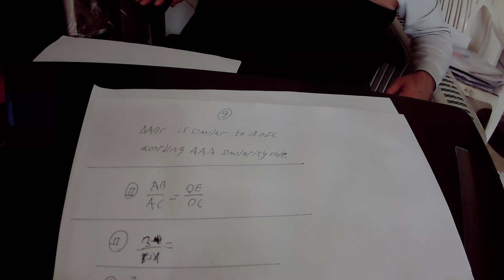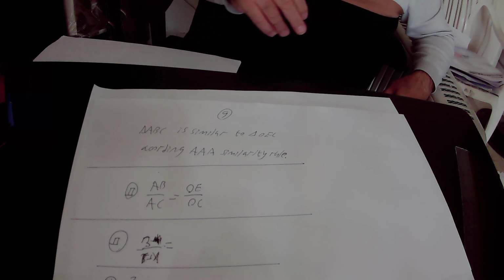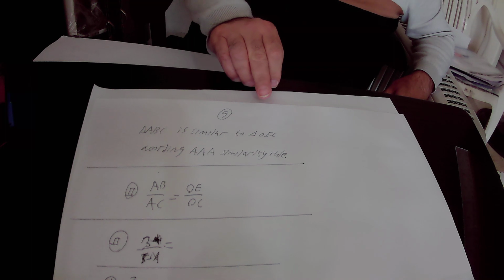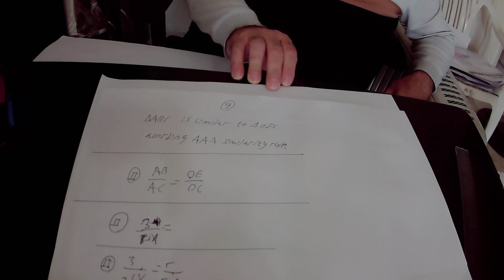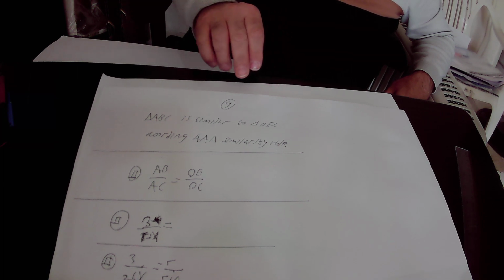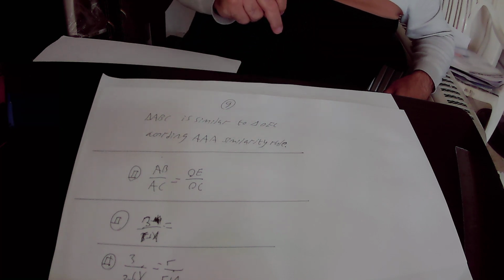So what is the angle similarity rule? The angle similarity rule is that if you prove that all three angles of one triangle can go into all three angles of the other triangle, then you prove that those two triangles are similar to each other. So from the fact that triangle ABC is similar to triangle OEC, we conclude that AB over AC in triangle ABC equals OE over OC in triangle OEC.